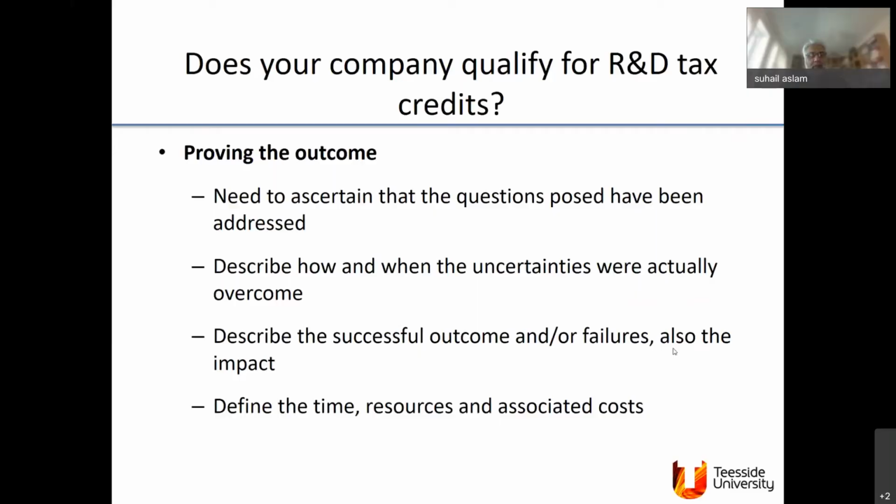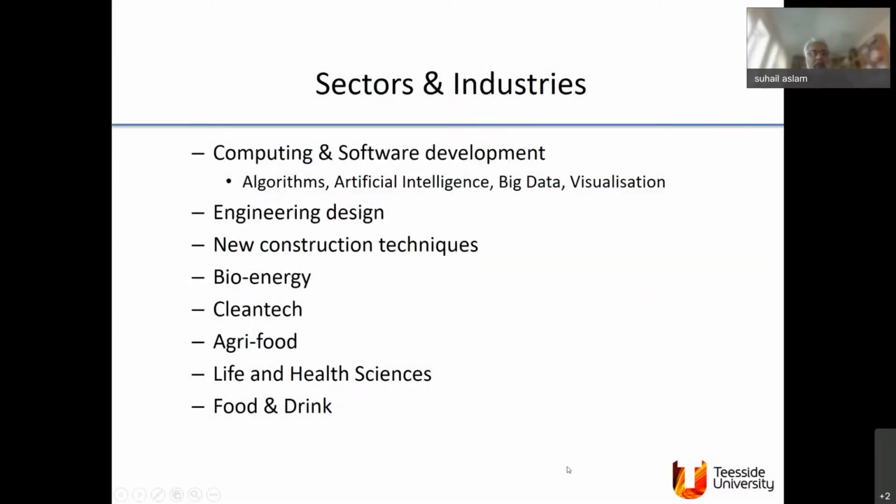Sectors and industries that are pretty prolific in accessing R&D tax credits: computing and software development, large elements of things like algorithm design, artificial intelligence, big data and visualization, engineering design, construction, biotech, and the other sectors described below are all key industries that do access this program and this tax scheme quite readily.